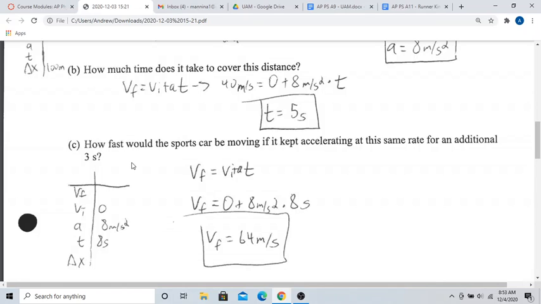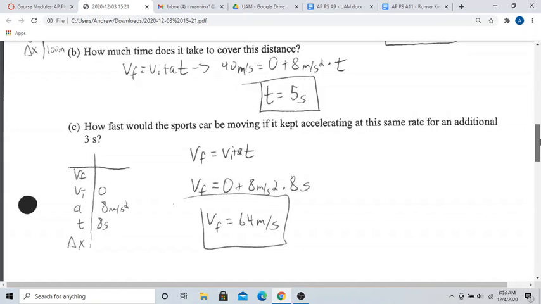So you might be pulling information from different parts of questions that we give, or different things that you've learned that might be important to the motion of an object. All right?